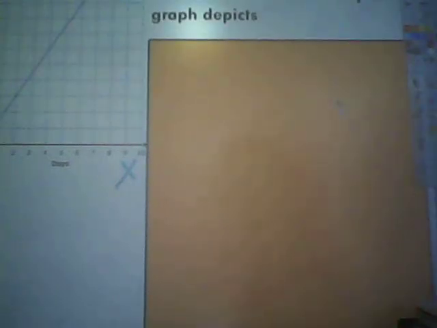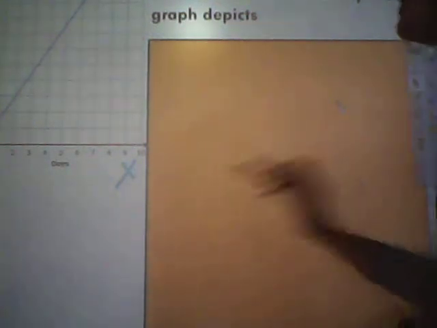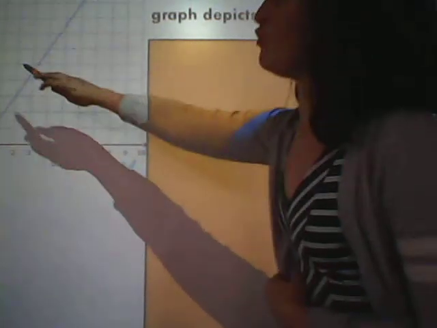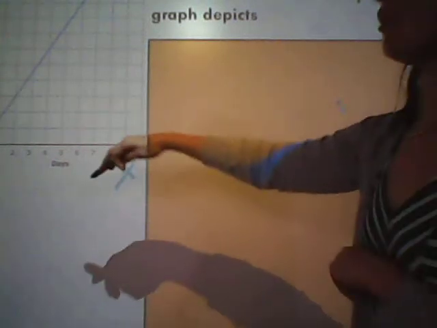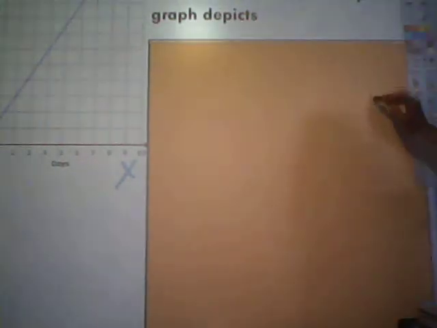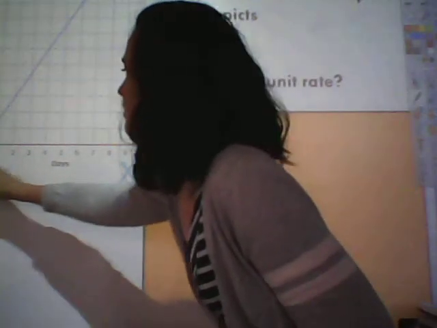This is the same exact thing as what we had on the last slide. I would have you write a sentence that says, this graph depicts a proportional relationship between the number of days and jam made. That's all we need to do. Oh, and again, we know it's proportional because it starts at 0, 0, and it's a straight line. Next, what is the unit rate? Again, the unit rate is always the amount per one.